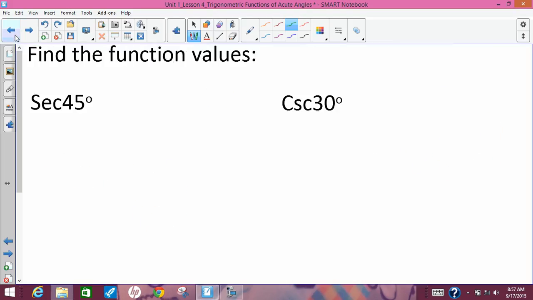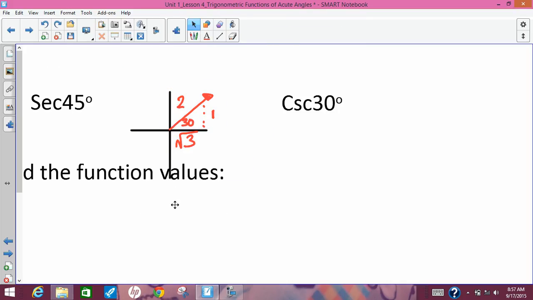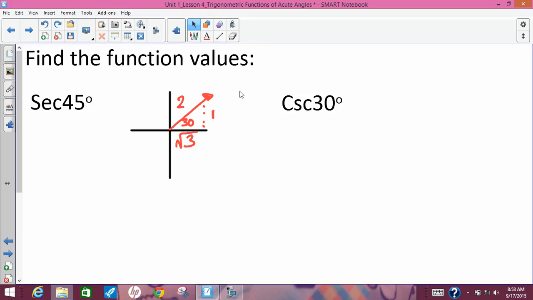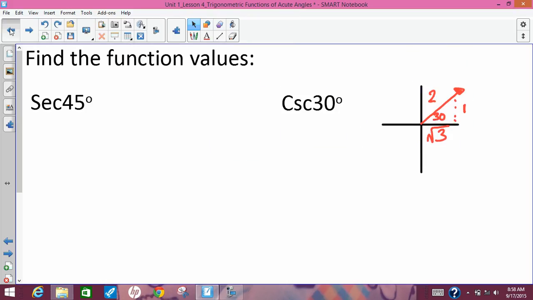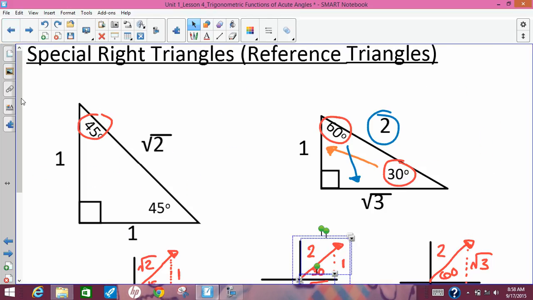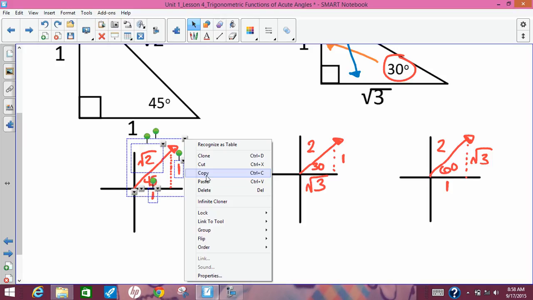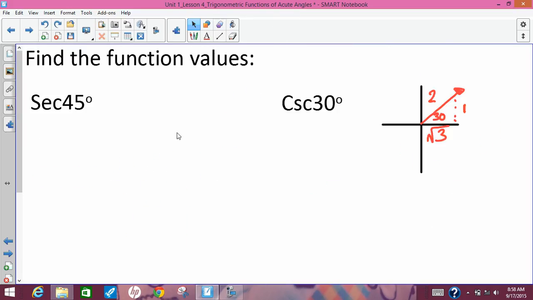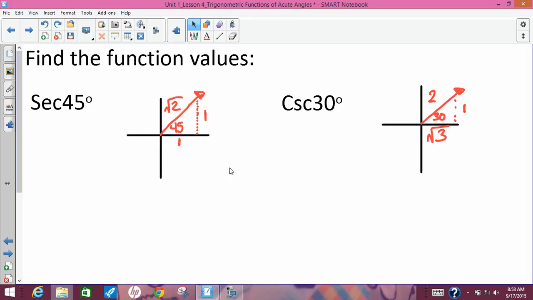So I'm going to go ahead and paste that picture over here again. And then I'll go back and I'll grab the 45 picture, which you probably already have in your notes. So I want you to pause here, and I want you to find the secant of 45, and I also want you to find the cosecant of 30.